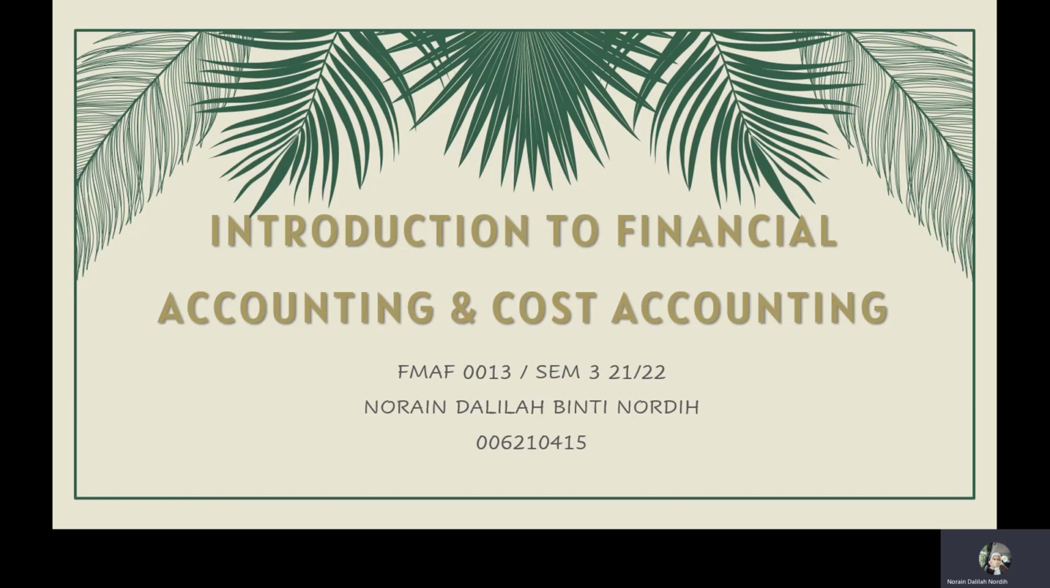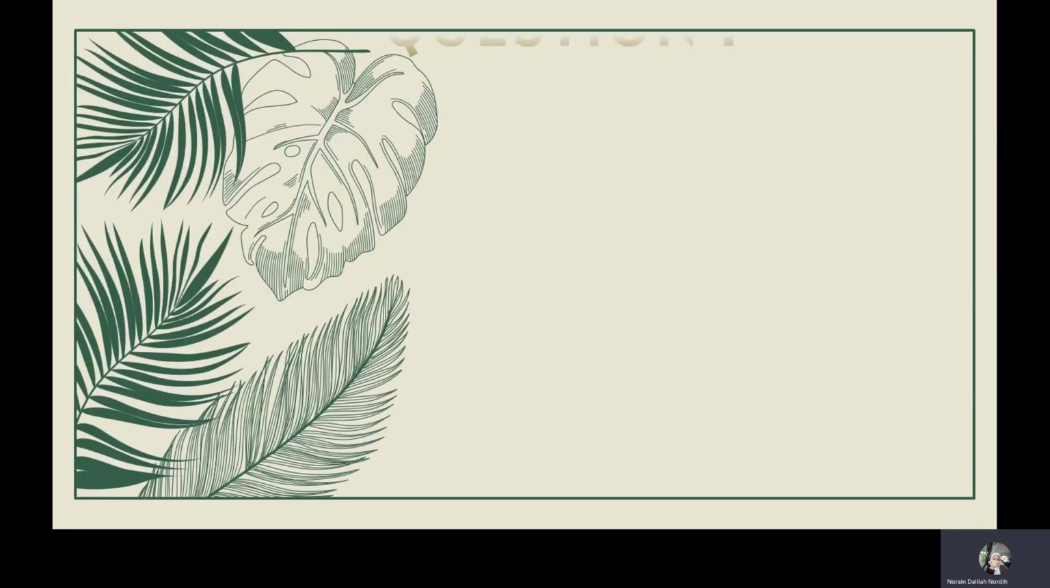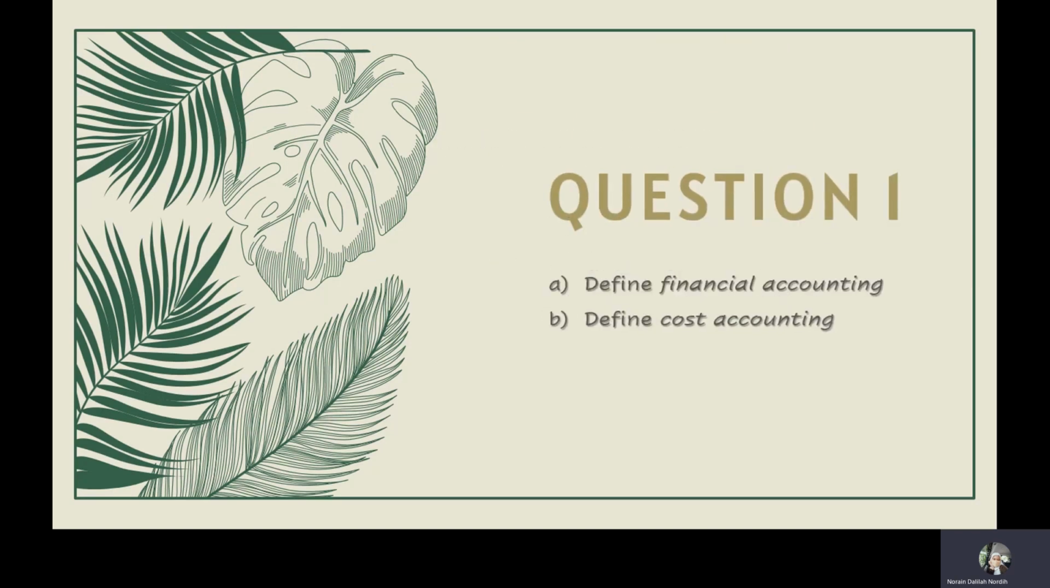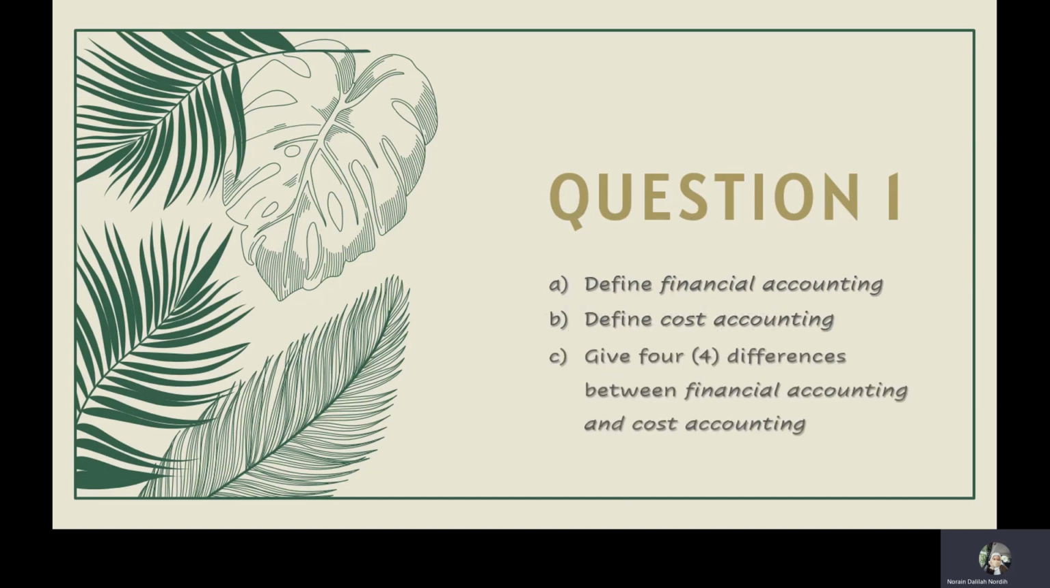Now we're going to move to my slides. There are 3 questions, and each of the questions has subtopic questions. So for the first question, there are 3 subtopics. First, define financial accounting. Second, define cost accounting. And the last one is give 4 differences between financial accounting and cost accounting.